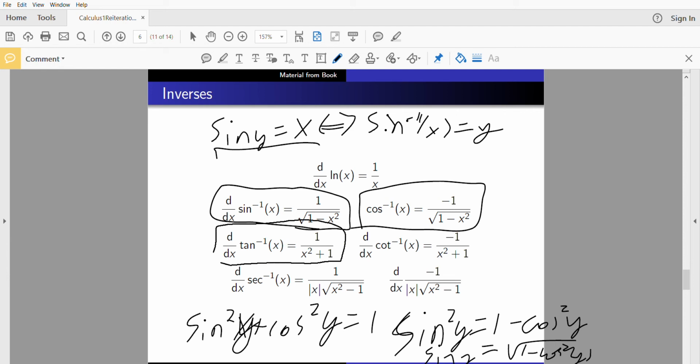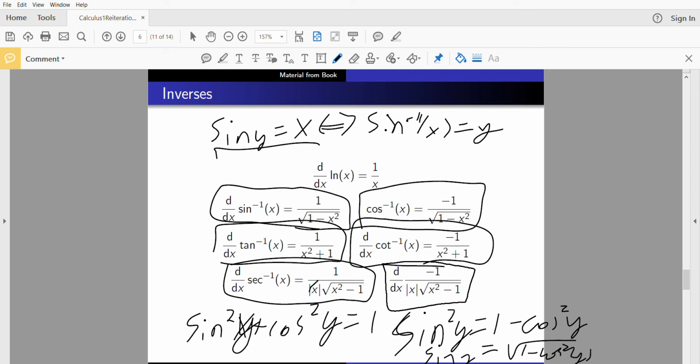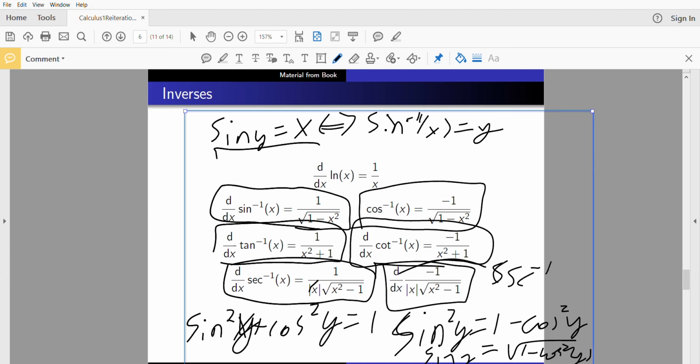Derivative of inverse tangent is 1 over x squared plus 1. Inverse cotangent is negative 1 over x squared plus 1. And then inverse secant has an absolute value in it, and this will be dropped if you have only positive values of x. You get 1 over absolute value of x, square root of x squared minus 1. And then again, this would be inverse cosecant. The derivative is just negative 1 over absolute value x, square root of x squared minus 1. So these are all important ones to remember, and we'll go from there.